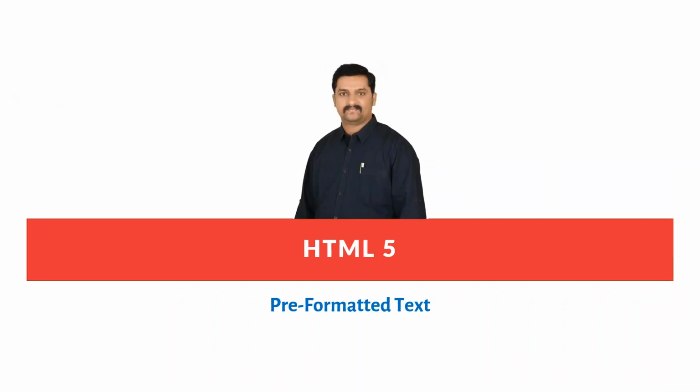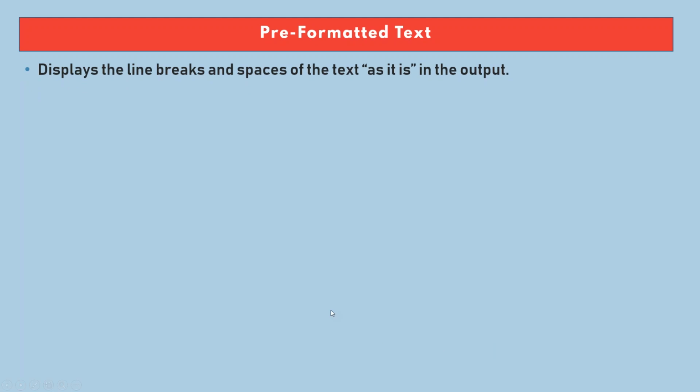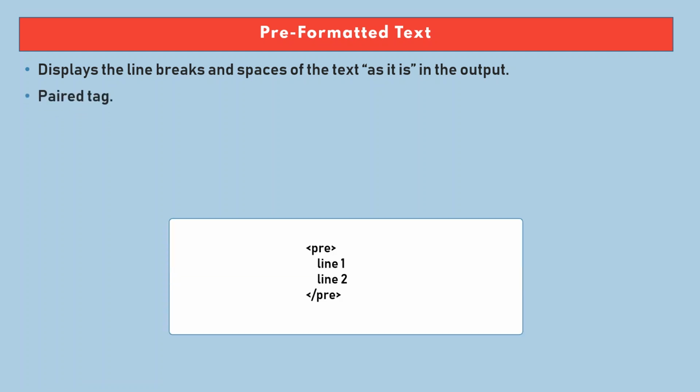Pre is for pre-formatted text, which means the spaces and line breaks we have given in the code, you want to display as they are in the output. The text in the program contains some spaces and line breaks. The same number of spaces and the same number of line breaks you want to display as is, which means we have to use pre-formatted text.